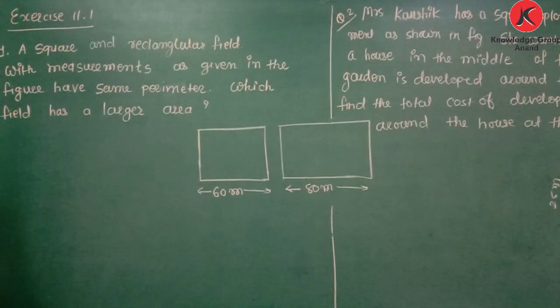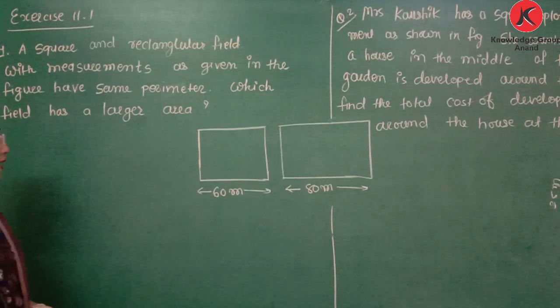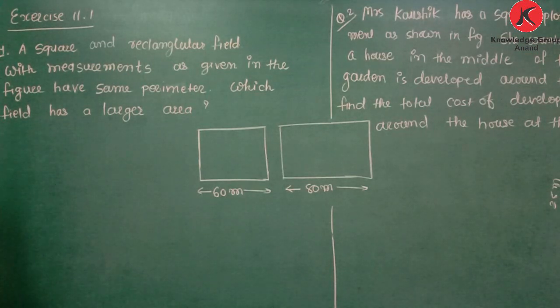Now let's start exercise 11.1. Here we need to apply the equations that we already learned. So this is about the revision of equations or revision of the previous standard. The first question is: a square and a rectangular field with the measurements as given in the figure have the same perimeter. Which field has a larger area?